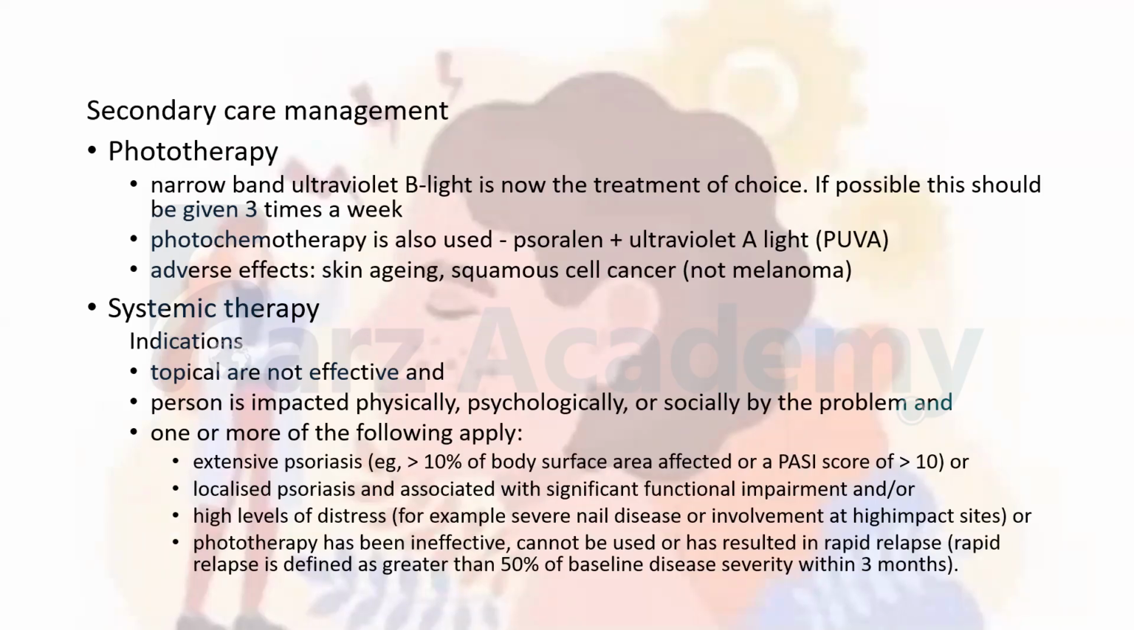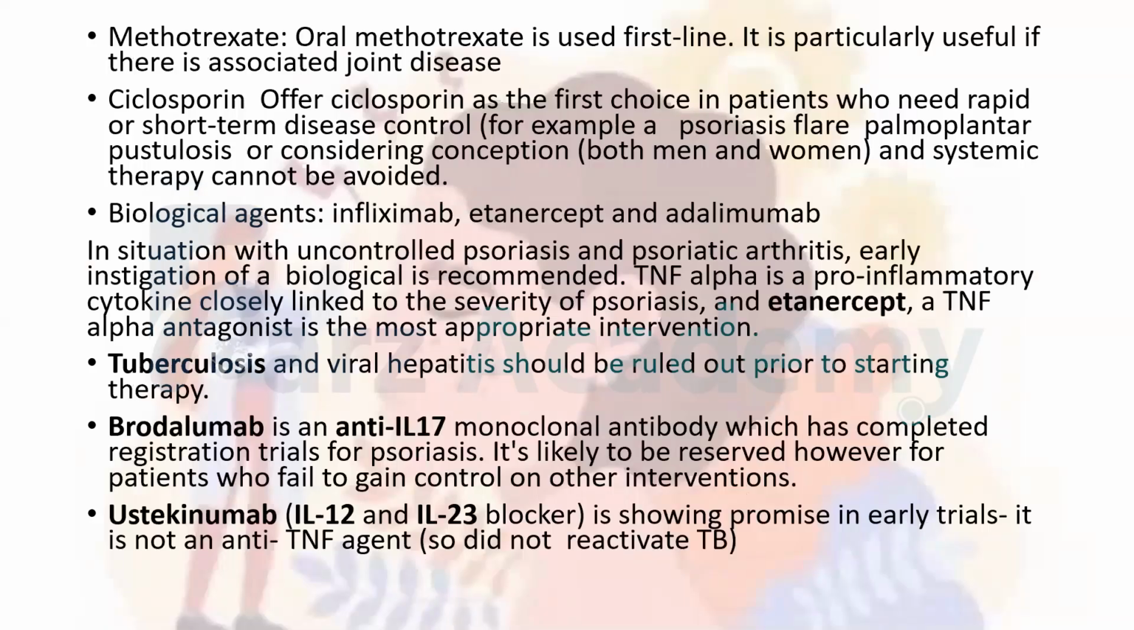Okay, systemic therapy is used when the primary and secondary therapy is failing, and the topical treatment is not effective. Okay, so here are indications. Other indications are extensive psoriasis where there is more than 10% body surface area involvement. Localized psoriasis where there is functional impairment in the form of joint involvement and destruction of joints, severe pain because of psoriatic arthritis, and also when phototherapy has not been effective and there is relapse of the condition. Drugs commonly used are methotrexate, cyclosporin, and biological agents like infliximab, etanercept, and adalimumab can also be used.